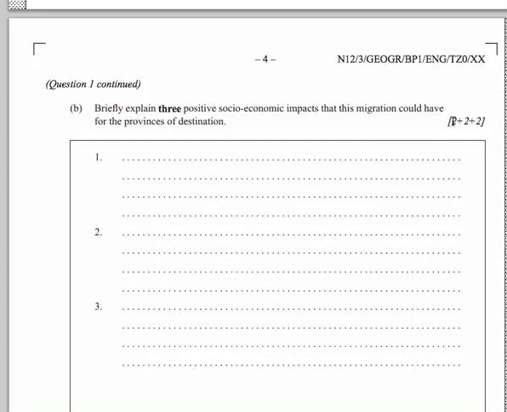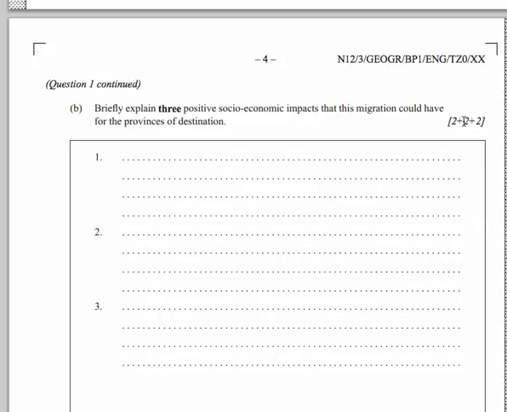Okay. Next question here, which asks you to briefly explain 3 positive socio-economic impacts of migration. Here this is a 2 + 2 + 2 question. So really what they're asking you to do is make a statement about it, and then they actually want you to expand on that statement. Most of you have got the fact that they need to be socio-economic.